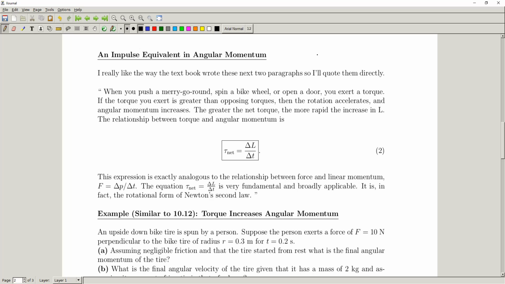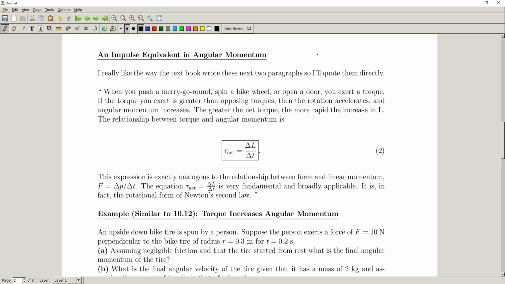I quote from the textbook: "When you push a merry-go-round, spin a bike wheel, or open a door, you exert a torque. If the torque you exert is greater than the opposing torques, then the rotation accelerates, and angular momentum increases. The greater the net torque, the more rapid the increase in your angular momentum." The relationship between torque and angular momentum is shown right here: net torque is equal to the change in angular momentum over the change in time.